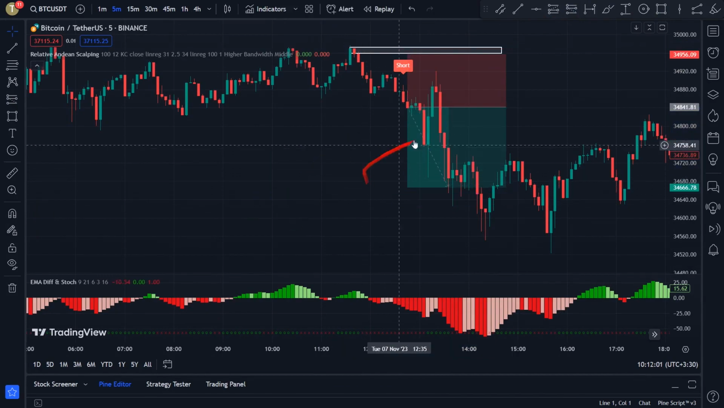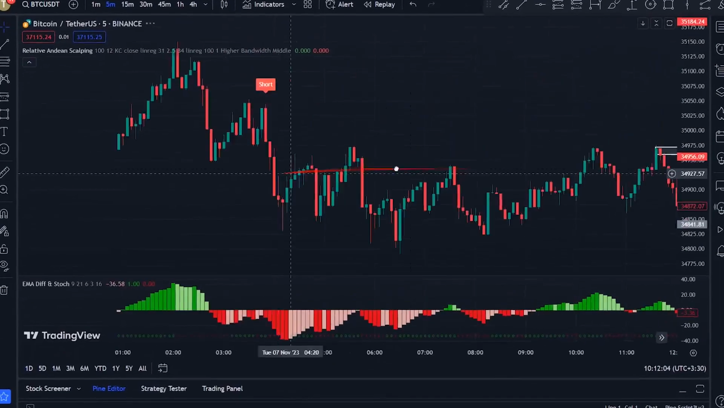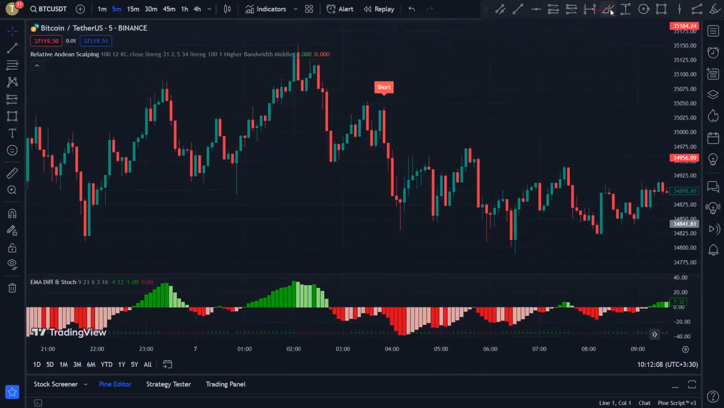The market completely hit the target. Let's look at a few examples of these trades together.